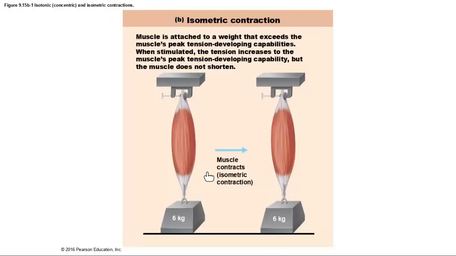And so isometric contraction, right? We have a heavier weight, 6 kilograms. This muscle will generate force, but it will not be enough force to actually move this load. So again, we're not going to lift the load. There will be no change in the length of the muscle.